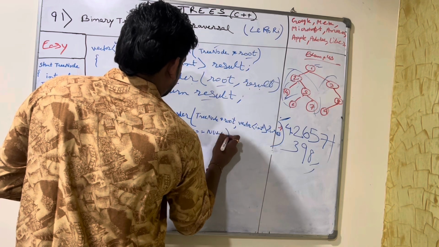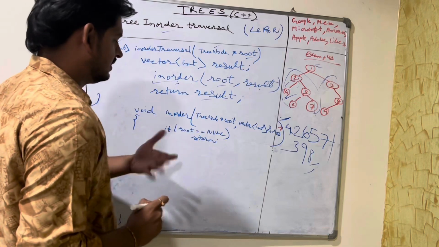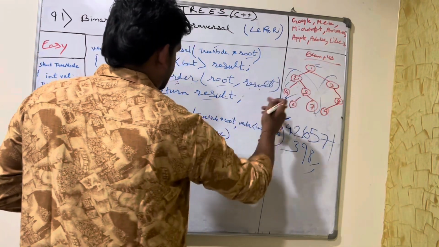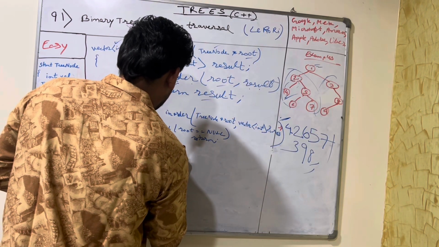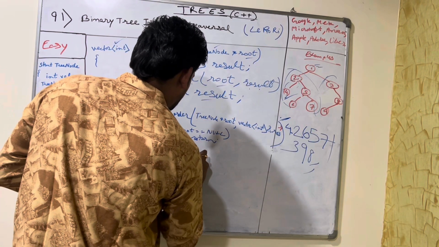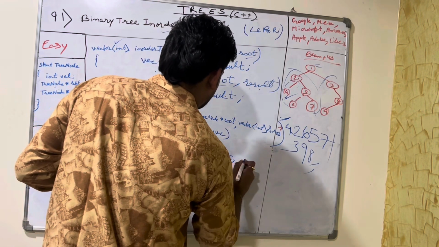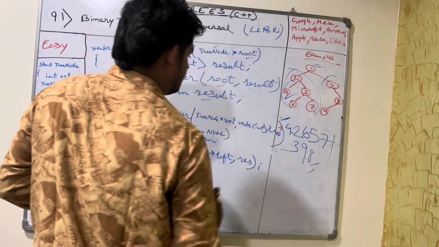Then we have to terminate, right? So this would return nothing, the function would be closed. Otherwise, what do we do? We traverse the left part, the left of the tree. So we call Inorder on root left, and we pass the result along as well.